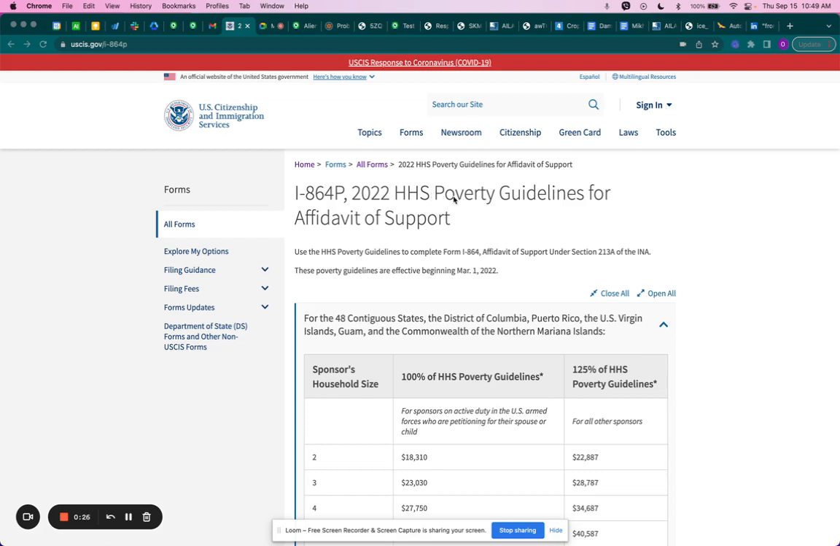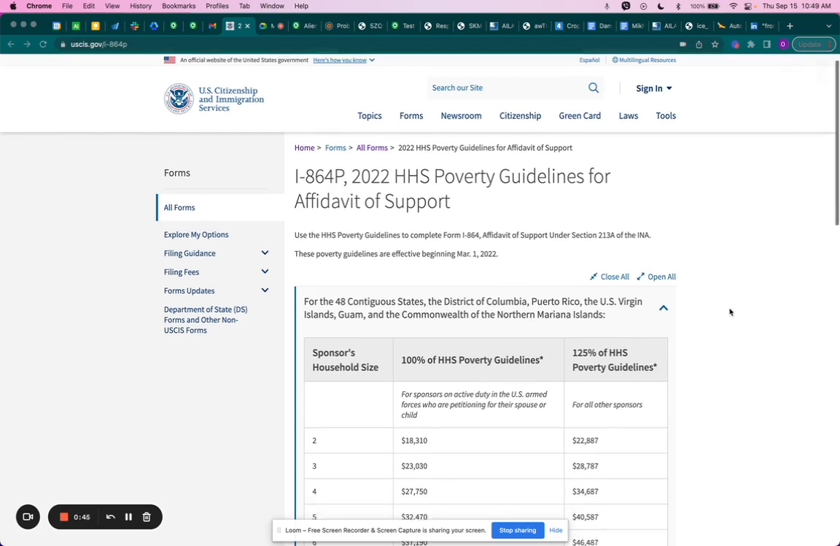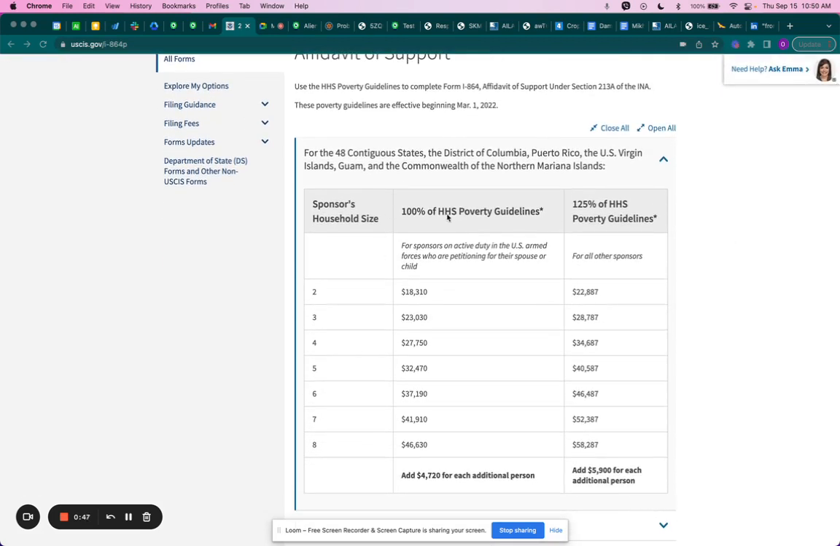We'll discuss the petitioner. First and foremost, you see what the Health and Human Services poverty guidelines are for the affidavit of support. The affidavit of support is Form I-864. Then you go to uscis.gov/I-864P, where you can see the current poverty guidelines. They change every year. What you look at are the 100% poverty guidelines.